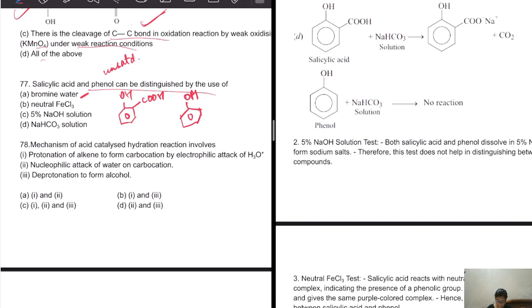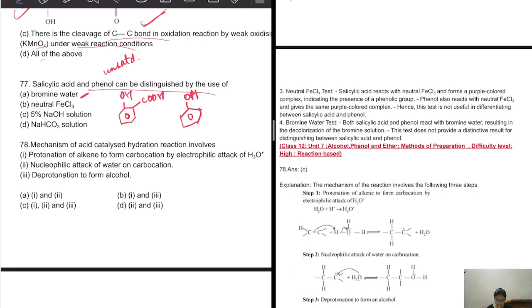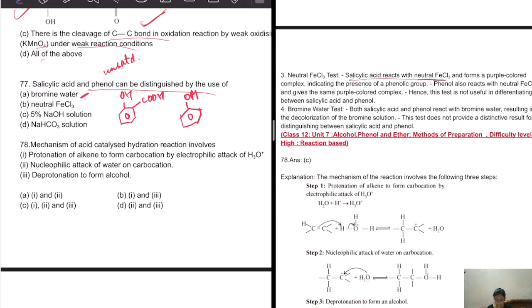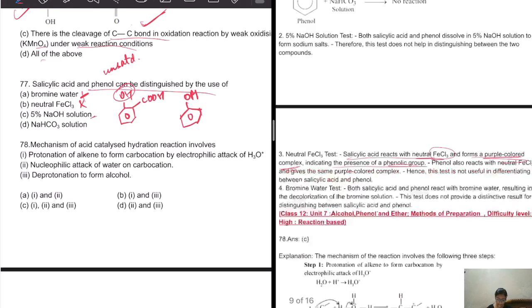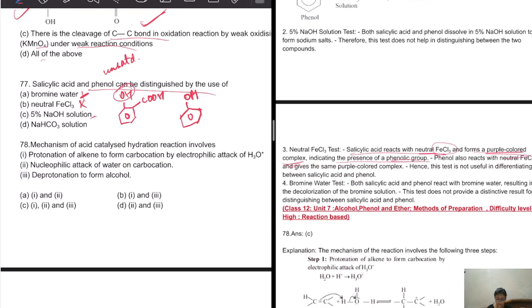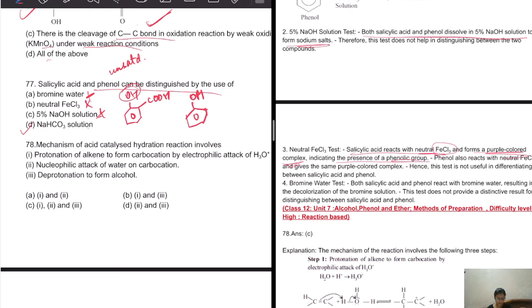In case of neutral FeCl3, salicylic acid will react with neutral FeCl3 and form a purple colored complex, which indicates the presence of a phenolic group. Because it already has a phenolic group, and phenol will also do the same, this is also not useful. In case of NaOH solution, they will both dissolve to give the sodium salt. This is also not a distinguishing factor. Let's see option D. Obviously now all are wrong, so this is correct.